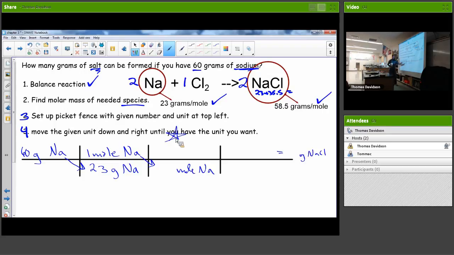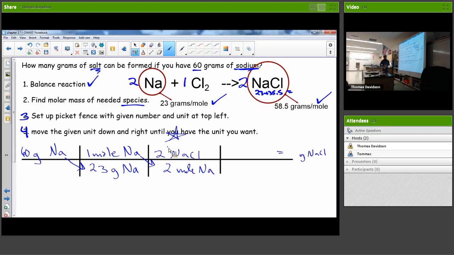Now, oftentimes, this might be the step that kids get stuck on, but you don't need to. This is the bridge where we go from what I'm given, which was Na, to what I want, which is NaCl. And the only time Na and NaCl talk to each other are with these numbers right here, because that's when they're both in moles. So stick with me. There is a ratio that says for every 2 moles of Na, I can produce 2 moles of NaCl. Are you okay with that step? That's where you switch from given to wanted.